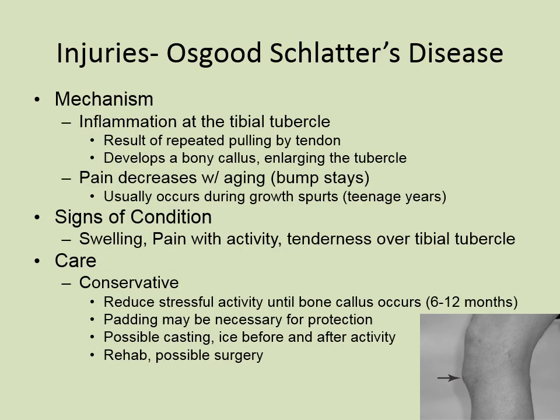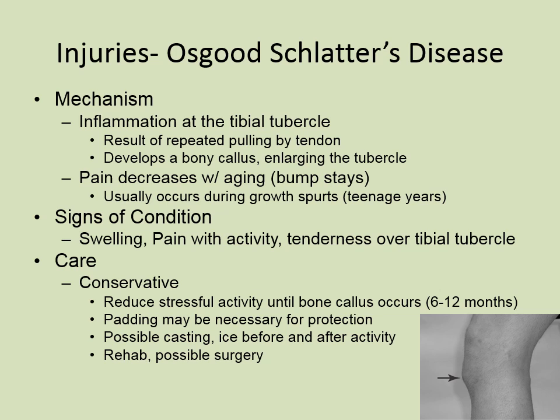So Osgood-Schlatter's disease is our next injury we're going to discuss. This isn't really a disease. I think it's funny that it's called a disease. But basically what happens is, this is really common with kids during their teenage years. So starting anywhere really from 10 to 12 up until even possibly 20 years old, this can happen with people who are going through a big growth spurt.